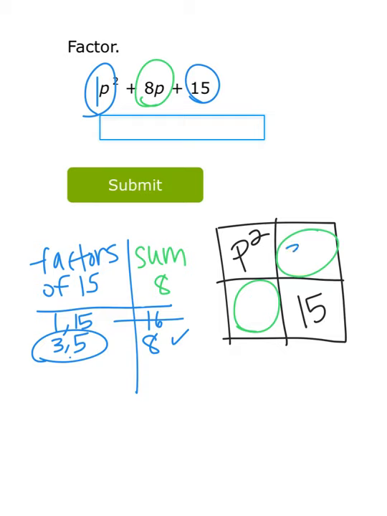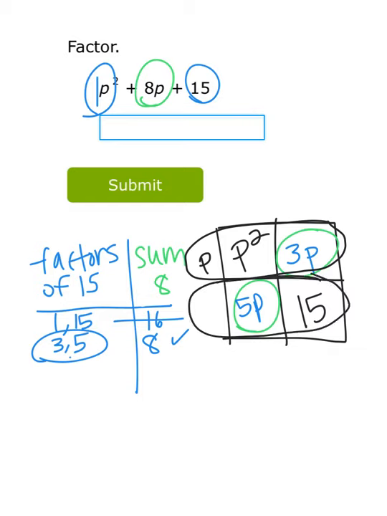So I'm going to replace this diagonal with a 3p, because our variable is p, not x, and 5p. So now the last step is just to factor out each row and each column of this box. Let's start with this first row. What's the greatest common factor of p squared and 3p? That would just be p. Then the last row, the greatest common factor of 5p and 15 is 5.